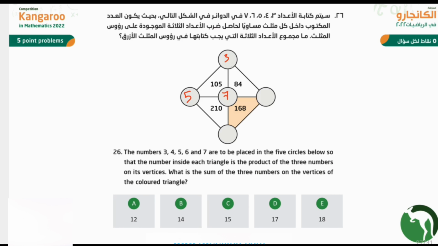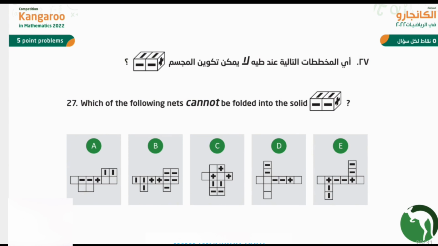Here we have 3 and 7. If we multiply them, we will obtain 21, so we need 4 here. Now if we compare, we need 6 here because this is the last number. What is being asked is the sum of the three numbers on the vertices of the colored triangle. So we need to sum 7 and 4 and 6. 4 plus 6 is 10, plus 7 is 17, and D is the correct answer.